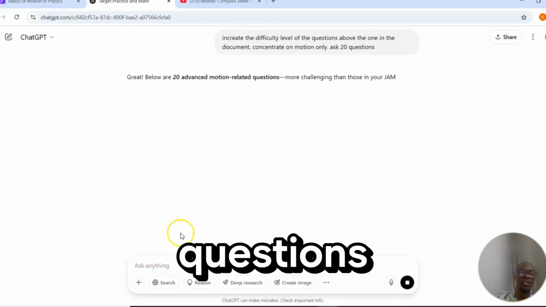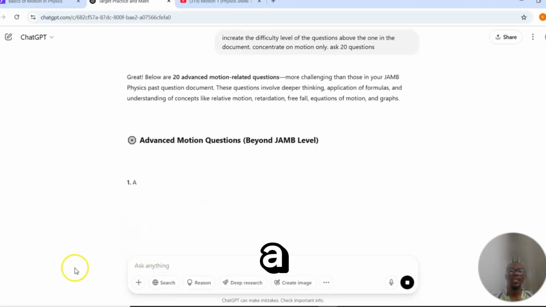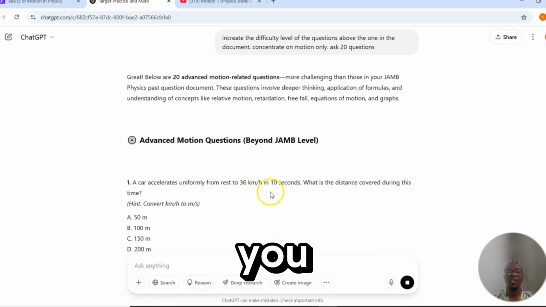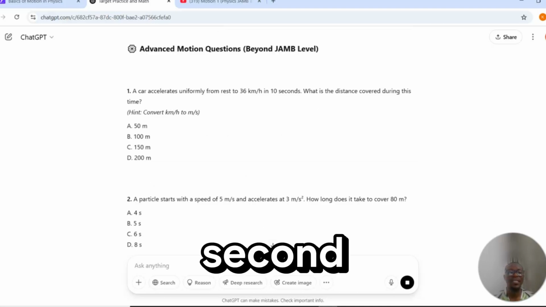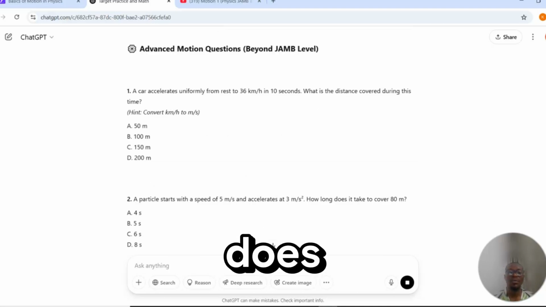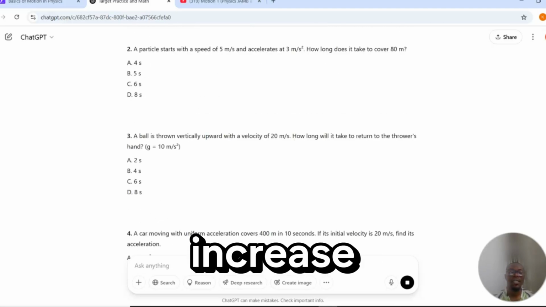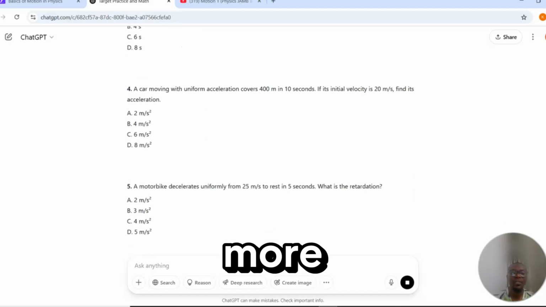Advanced motion questions. A car accelerates uniformly, and so on. What is the distance covered during the time? Hint: convert. You can also decide you don't want hints. If it starts with a speed of 5 meters per second and accelerates at 3 meters per second squared, how long does it take to cover this? So you can continue increasing the difficulty. I can come here and say increase the difficulty level a lot more than this.